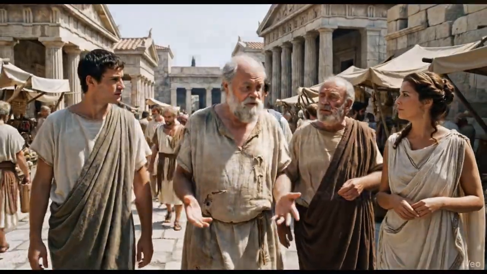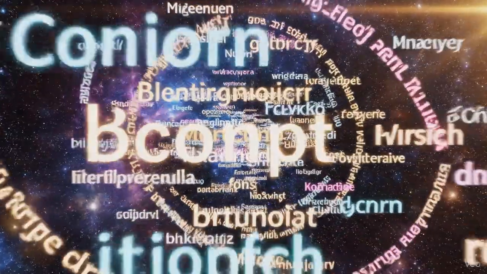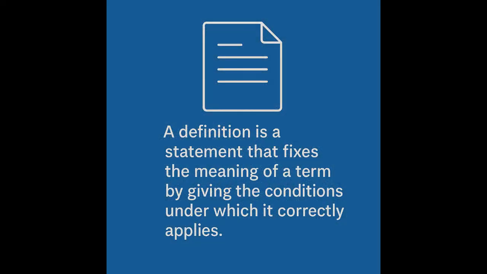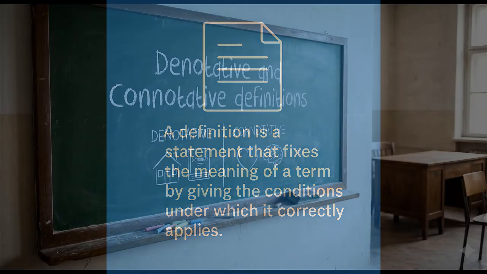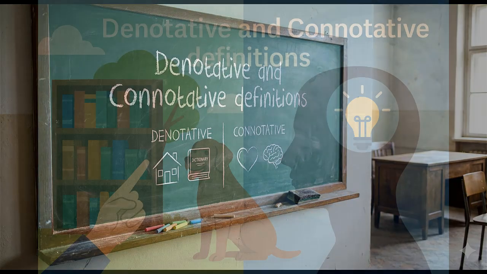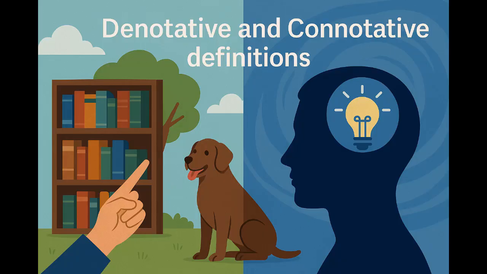So the aim of this video is to clarify what a definition is and to exemplify the different types of definitions used in philosophical literature. So let's start by defining the word definition. A definition is a statement that fixes the meaning of a term by giving the conditions under which it correctly applies. And a definition can broadly be categorized into two main types: denotative and connotative types of definitions.